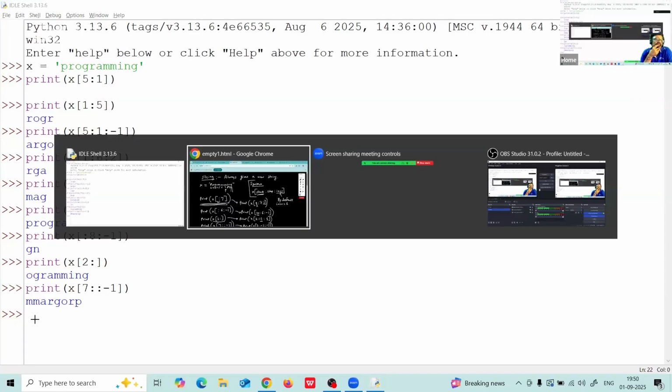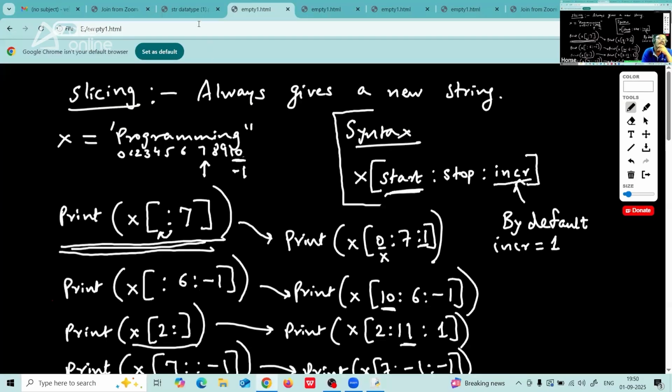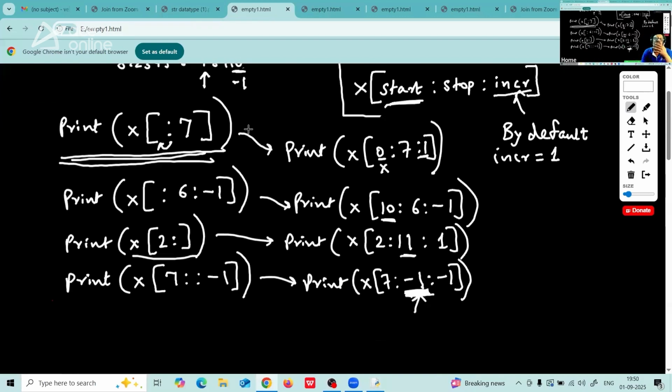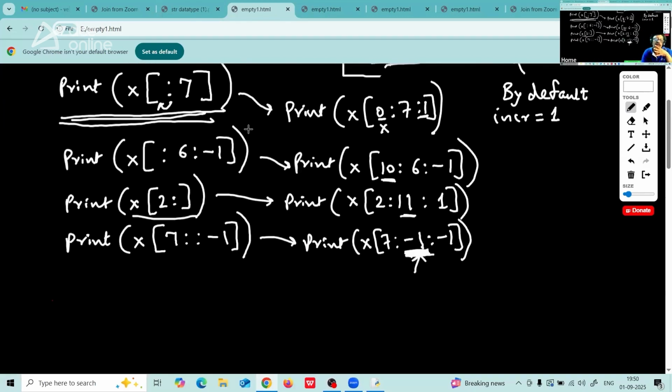Now, some more things I'll tell you. Nothing extra now. If you have understood this much, you have won the battle. So, what will this do? This is a weird thing. You're not given start, you're not given stop, you're not given increment. So let's start from increment. You're given two colons but nothing filled in, so the increment is +1.